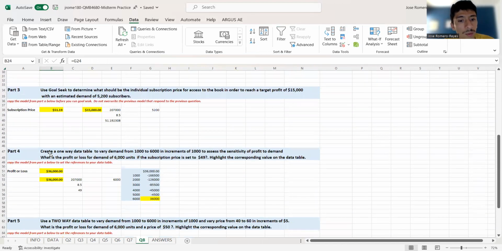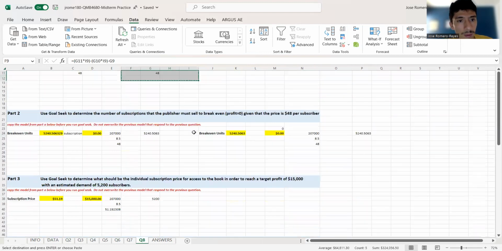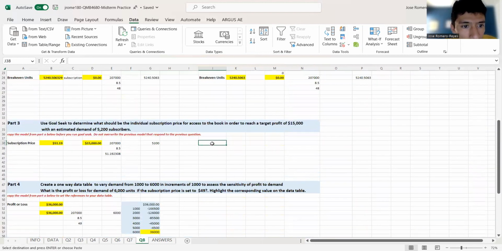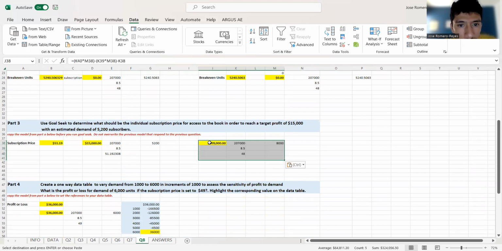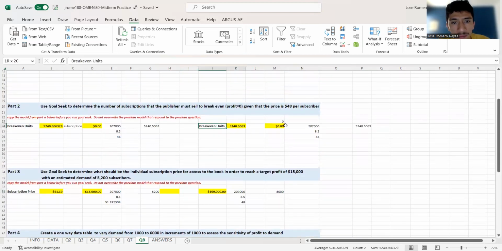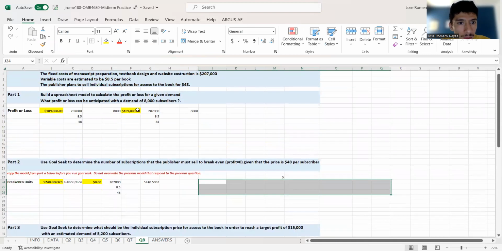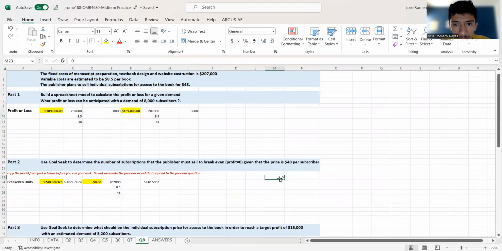For the next question, we're going to do a little bit of the same. Copy the model from part A before you run the goal seek. Let's go back to part A and paste it over. Let's paste it right here. I'm going to just erase this.